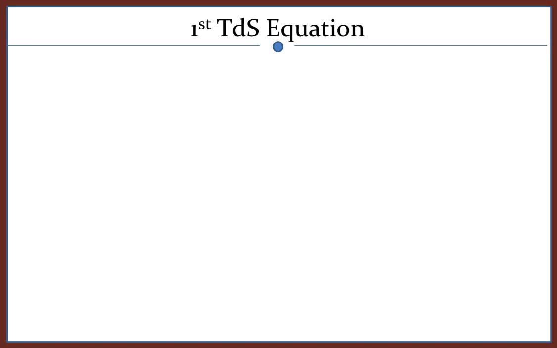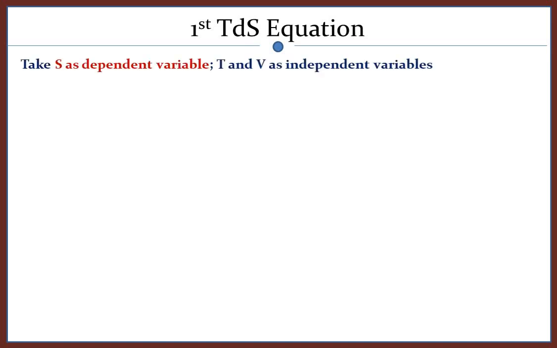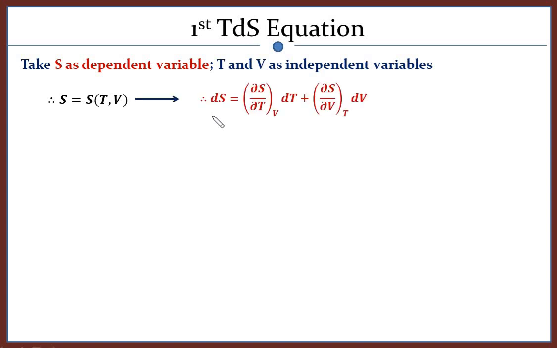In order to derive the first TdS equation, we have to decide on which factors S will depend. For the first TdS equation, we will assume that S will depend upon temperature and volume. So we can write S is a function of temperature and volume. So we can simply write the change in S.